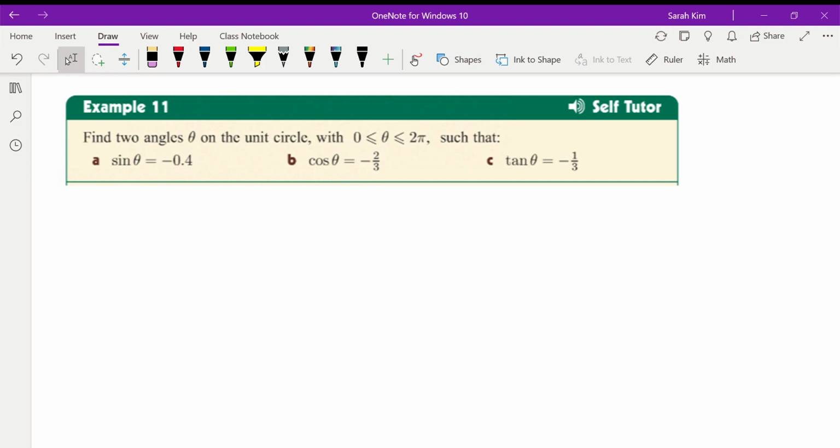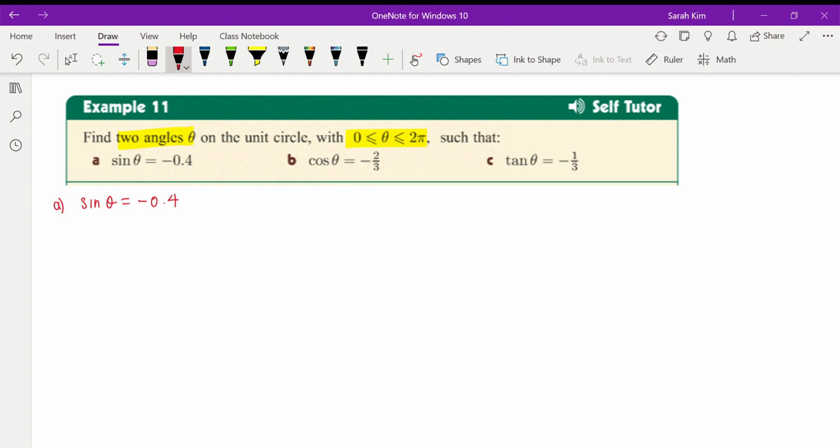Alright, so it says find two angles, theta, on the unit circle with 0 to 2 pi. So we have a bit of a constraint. We are only looking at 0 to 2 pi, so 0 to 360 degrees, just in radians. So first thing, with A, we know the fact that sine theta equals negative 0.4.